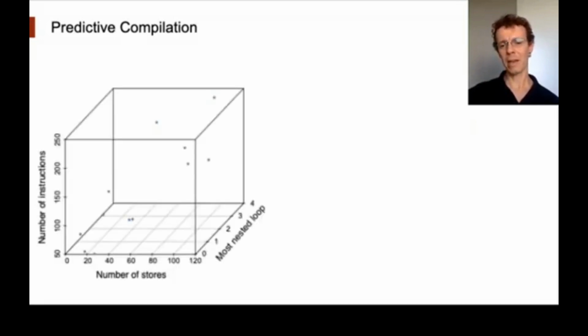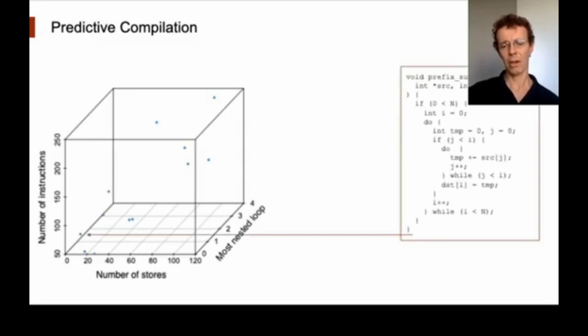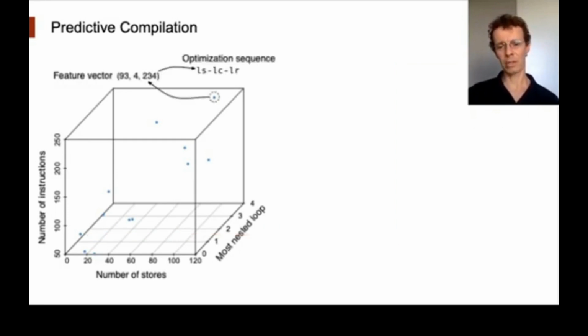For instance, let's consider a 3-dimensional space formed by the number of instructions in a program, the number of stores, and the number of nested loops that the code contains. These are countable features that are unique per program. In other words, there exists a function that maps programs to these 3 features. And given some programs in this known universe, we can find good optimization sequences for them.